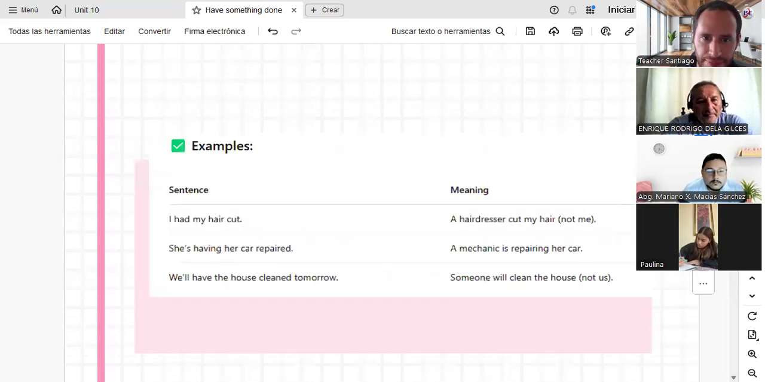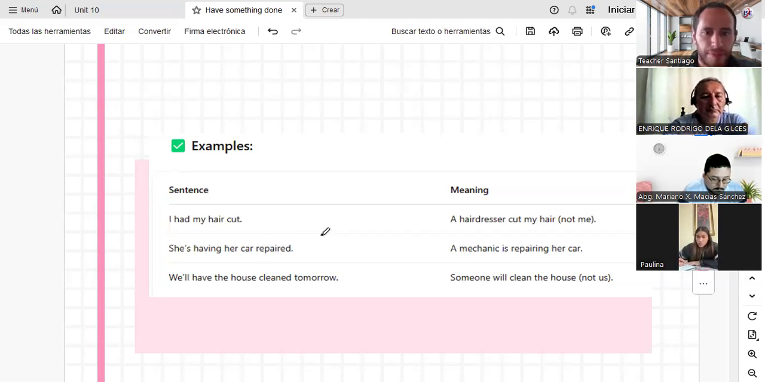So let's check the example sentences. I had my hair cut. It's me. A hairdresser cut my hair, not me, right? Me corté el cabello, pero no lo hice yo. Alguien más lo hizo por mí. She's having her car repaired, right? A mechanic is repairing her car. Her car is being repaired, but not by herself, right?